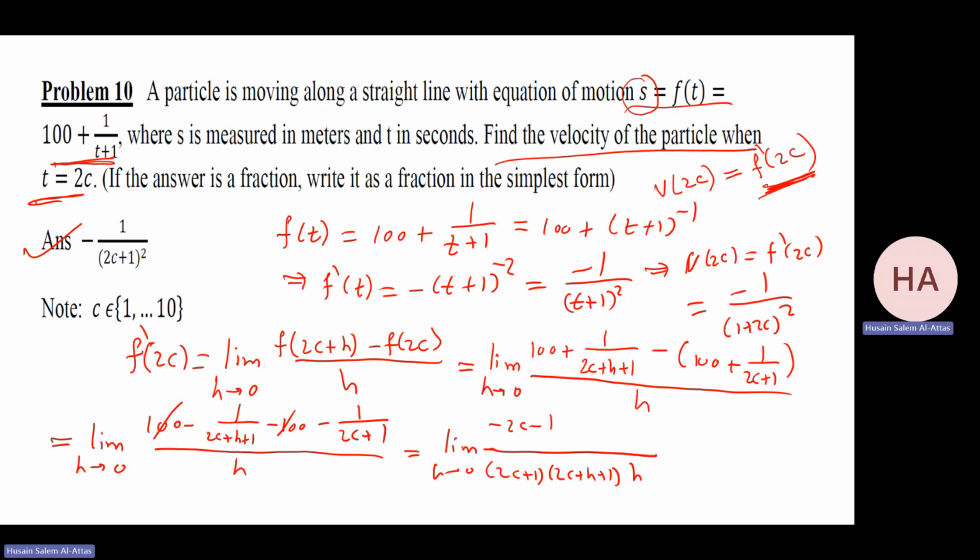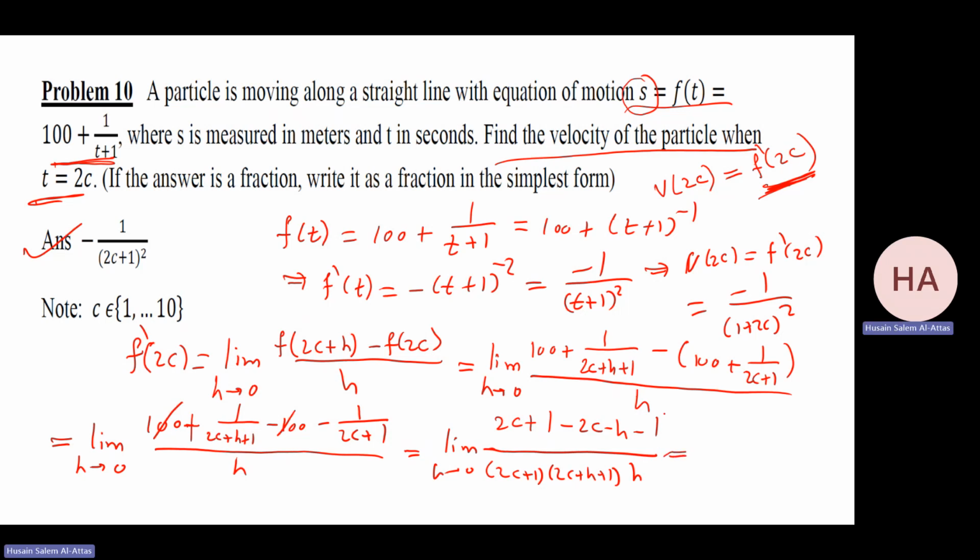Is it? This is plus, sorry. This is plus. That's not minus. I'm right? Yeah, this is plus. This is minus minus. Okay. So it's 2c plus 1 minus 2c minus h minus 1.